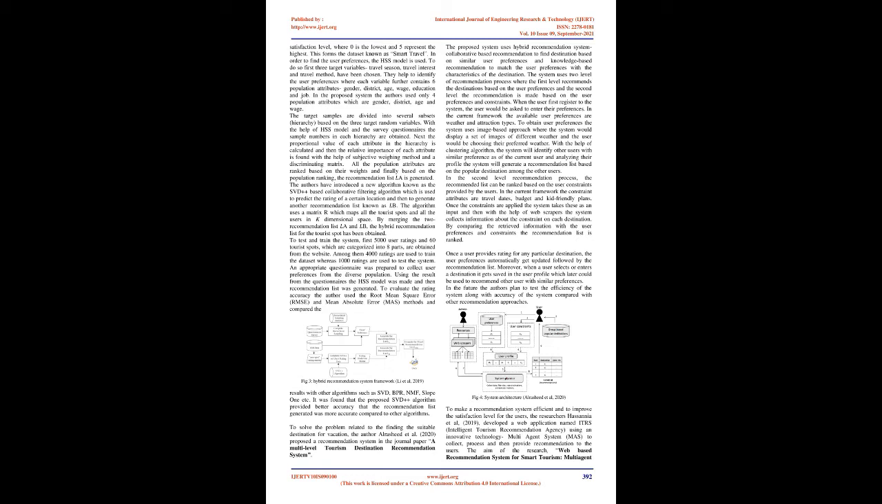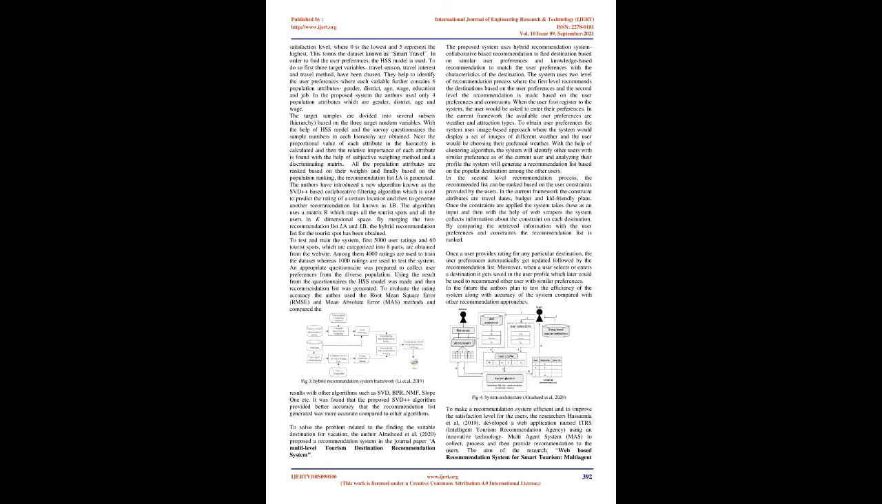The system uses 2 levels of recommendation process, where the first level recommends the destinations based on the user preferences, and in the second level the recommendation is made based on the user preferences and constraints. When the user first registered to the system, the user would be asked to enter their preferences. In the current framework, the available user preferences are weather and attraction types.